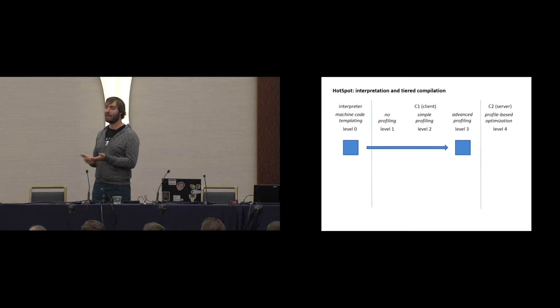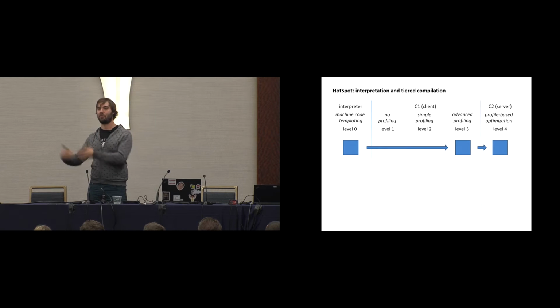In the typical case, it will move from level 0 to level 3, where the JVM collects some information about your code, like what kind of classes objects have. If you have a parameter of type object, it will look at what actual arguments are assigned to this parameter, right? And then after a while, based on this information, it will compile it to level 4. And then basically your code is as fast as possible.